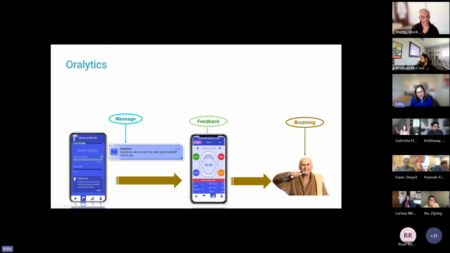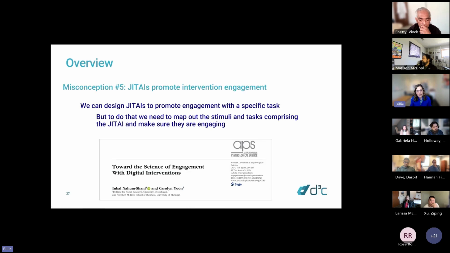So we expect them to engage in this collection of stimuli and tasks in order to increase engagement with the target health behavior. So the point here is that Jedis can certainly be designed to increase engagement with a target health behavior. But to do that, I think that it's important when we design Jedis to map out all the stimuli and the tasks that we want the Jedi to include and make sure that each one of them and the collection is designed in a way that is engaging.